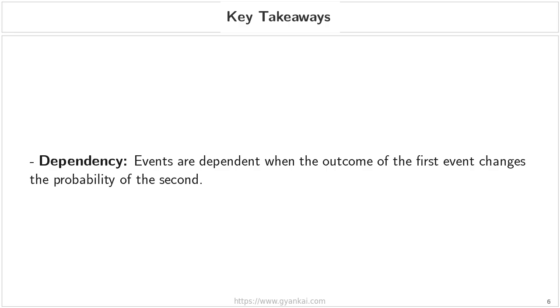First, let's revisit the concept of dependency. Remember, we say events are dependent when the outcome of that very first event actually changes the probability of the second event occurring. It's that connection between the first and second steps that defines dependency.